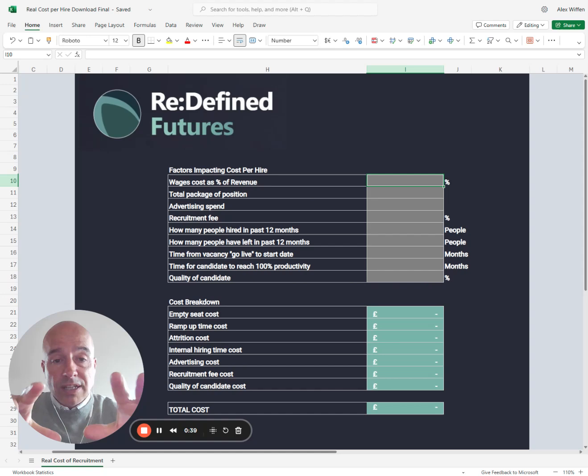So please do that, input your own figures, figure out what your real cost of recruitment is, or certainly an indication of what that might be.